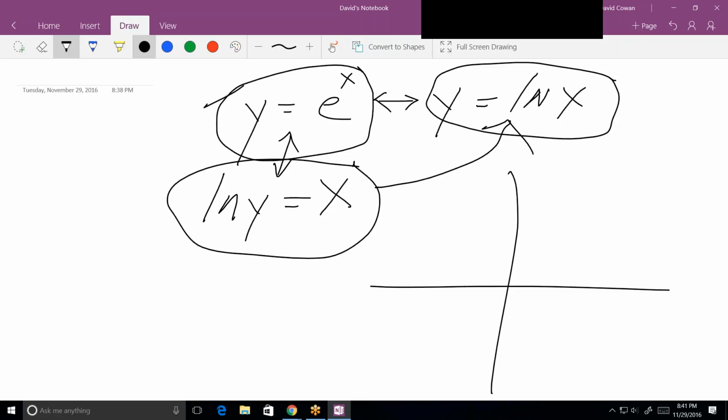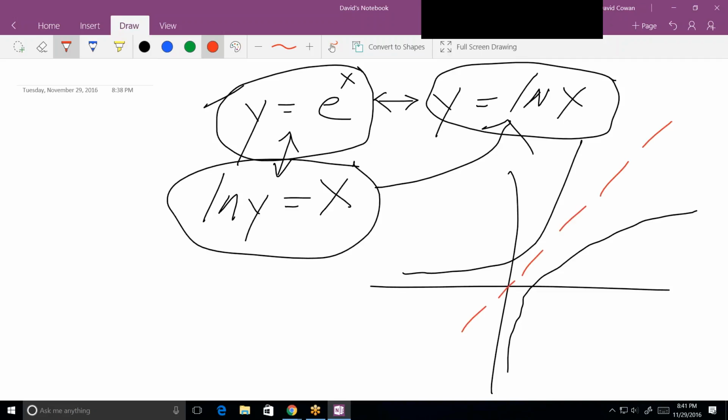Right. If I were to graph e to the x, it looks like that. If I graph its inverse, it looks like that. Well, that's a perfect reflection over the line y equals x, which all inverses are. And it doesn't matter whether you're talking calculus, logs, or algebra. All inverses are reflections about the line y equals x. Okay?